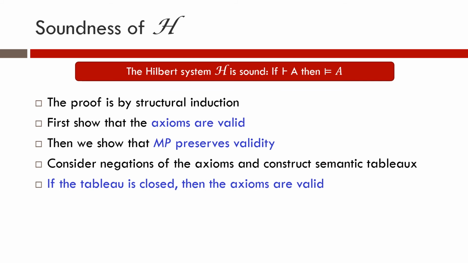If the tableau is closed, it means that the formula that labels the root is not satisfiable. The formula that labels the root is the negation of the axiom, which means that the negation of the axiom is not satisfiable, which means that the axioms are valid. So to prove that the axioms are valid, we take the negation of the axiom and construct the semantic tableau.